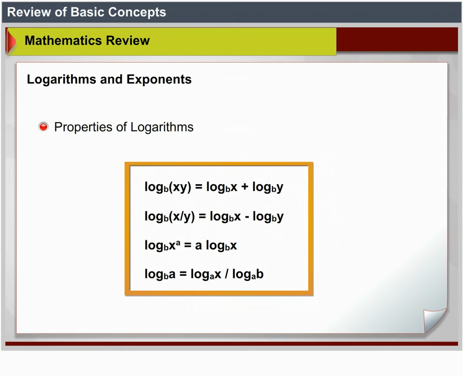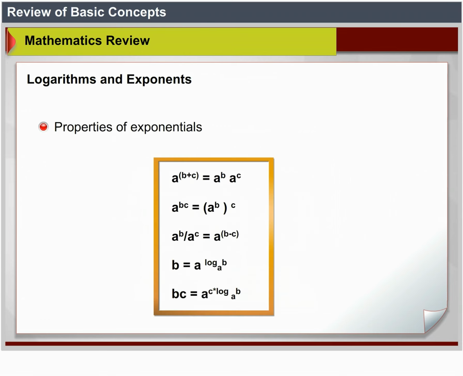Properties of exponentials. a power b plus c equal to a power b times a power c. a power bc equal to a power b whole power c. a power b by a power c equal to a power b minus c. b equal to a power log b base a. b power c equal to a power c times log b base a.